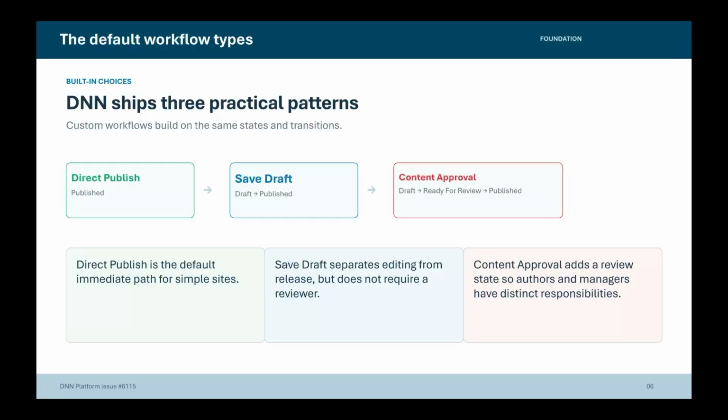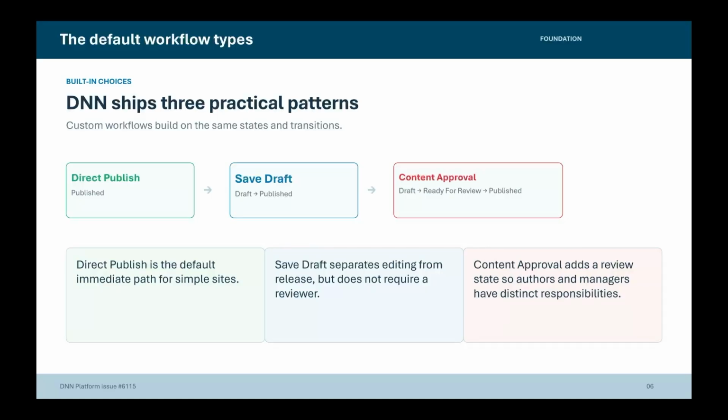DNN comes with already pre-built workflows. The most simple one is direct publish. It is something that you already have in DNN, where you are not using workflow at all. When you change something, it is immediately visible to everyone else. So that is direct publish, only one state, published, and that's it.